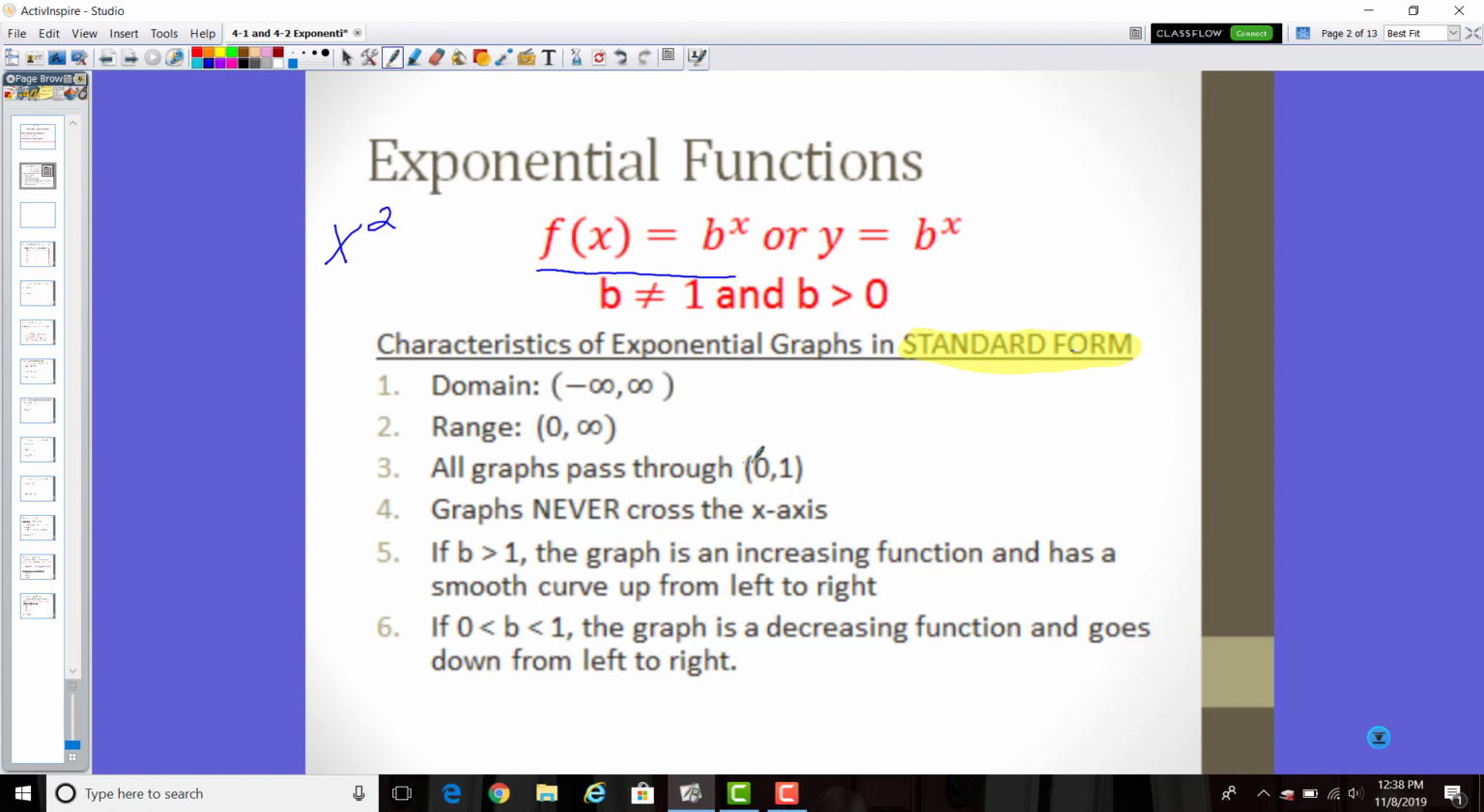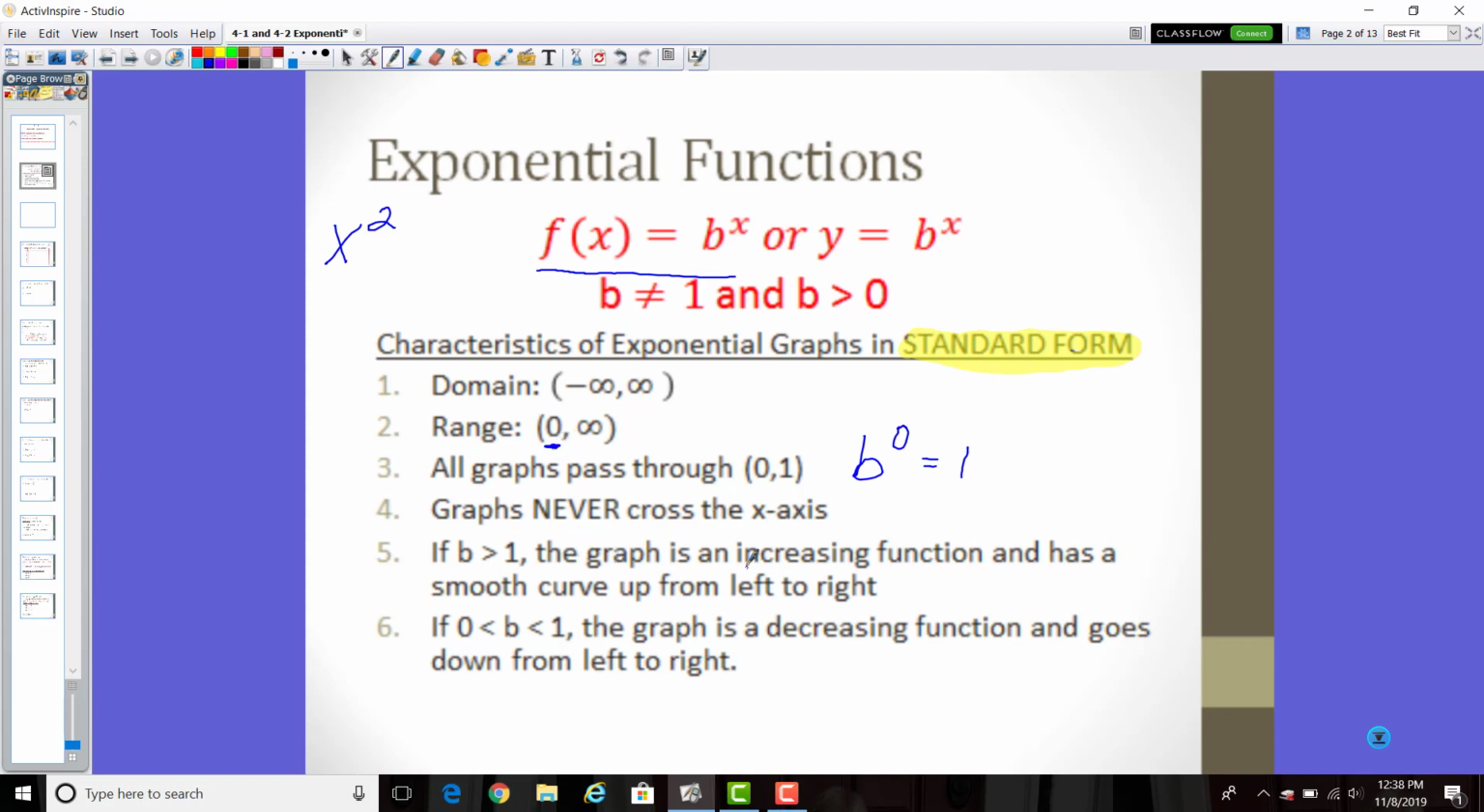Okay? All graphs will pass through the point (0, 1). That's because no matter what our base is, any base to an exponent of 0 has a value of 1. So when x is 0, y has to be 1. Our graph will never cross the x-axis.